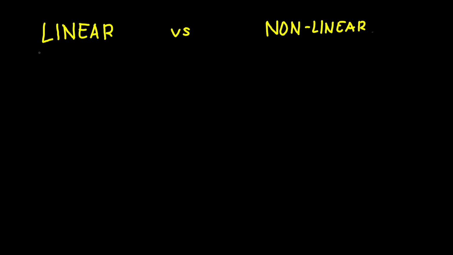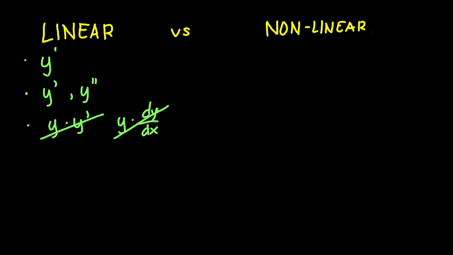How to identify whether a differential equation is linear or non-linear. So, for linear, the dependent variable, like y, appears only with a power of 1. Next, its derivatives like y prime, y double prime, etc. also only have a power of 1. There is no multiplication between y and its derivatives. For example, y multiplied by y prime cannot exist in linear, or y multiplied by dy over dx, something like that, also cannot exist.